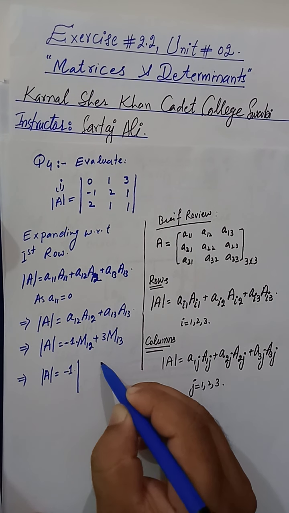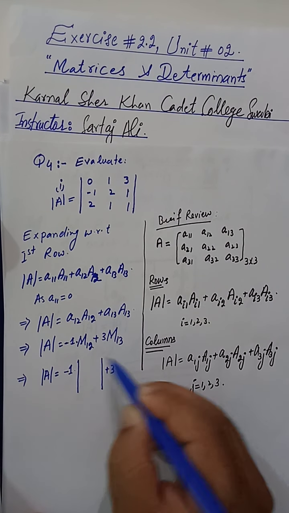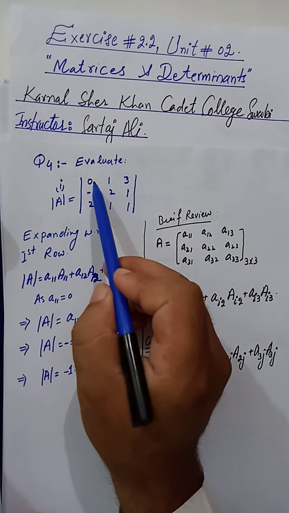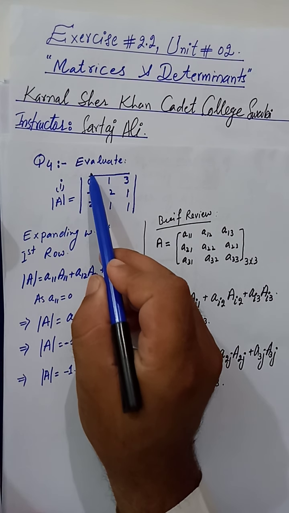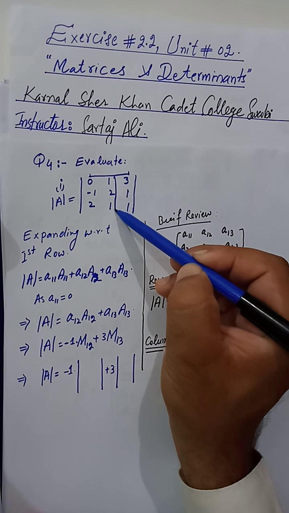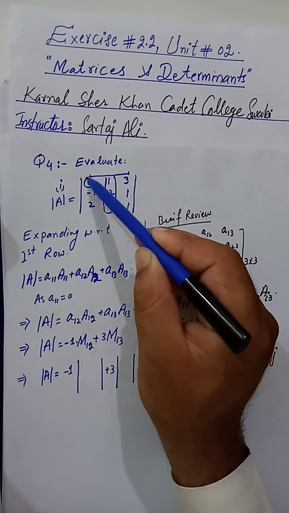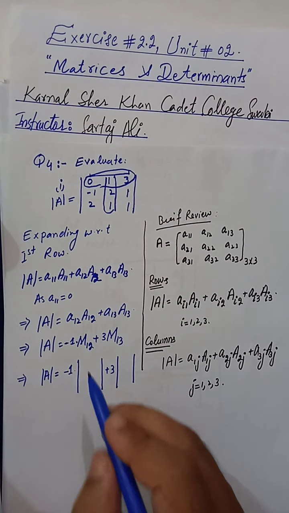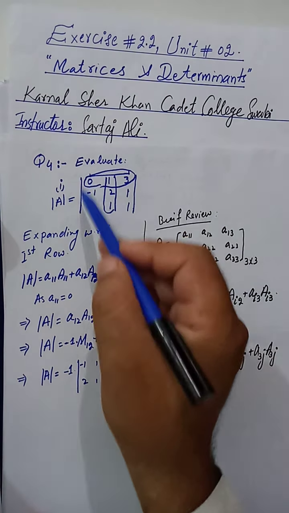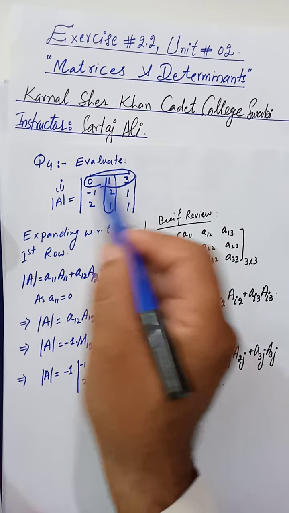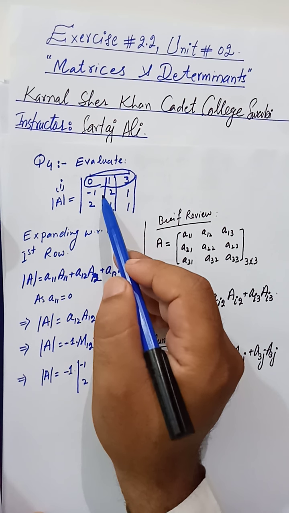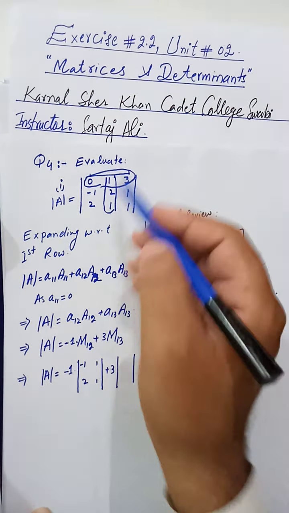Now how can you find out M12? So you need to cancel out the first row and second column. So this is your second column, cancel this. And take the determinant of the rest of the matrix. You didn't need to do this labeling, or you can say encircling, in the final work. This is just for your understanding.